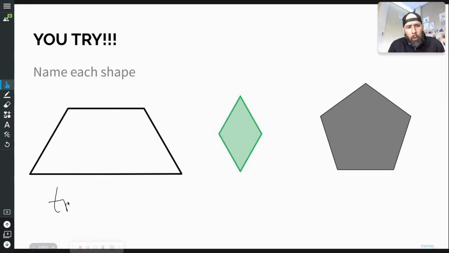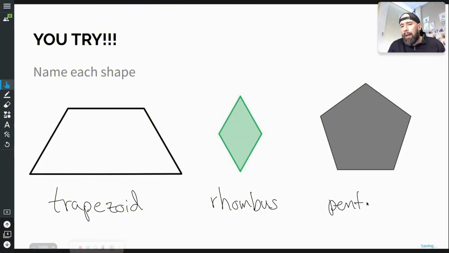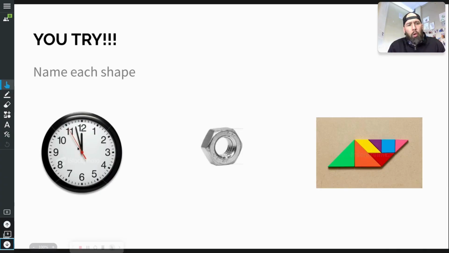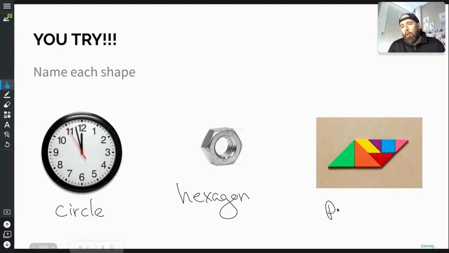Okay, you are a trapezoid. Opposite sides are parallel, but only one pair of opposite sides are parallel. You are a rhombus. And you are a pentagon. 1, 2, 3, 4, 5 sides. You are a circle. You are a hexagon. And you are a parallelogram. Okay?